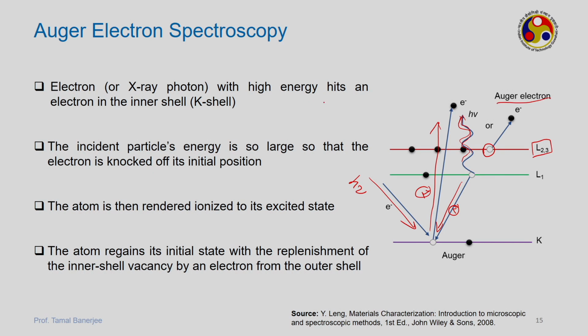So, the electron with high energy hits an electron in the inner shell, the incident particle energy is so large that the electron is knocked off its initial position, the atom is then rendered ionized, and the atom regains its initial state with the replenishment of the inner shell vacancy by an electron from the outer shell. Since these three shells are involved, we call this transition the KLL transition. Auger electrons are always identified by such names, KLL, or LLM, because three shells are involved here.